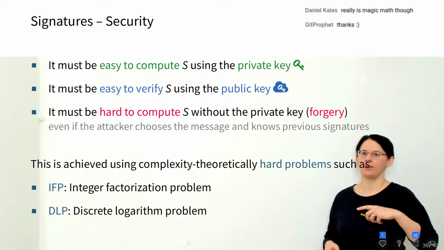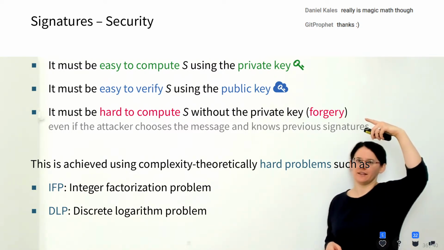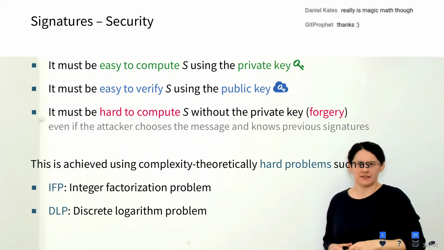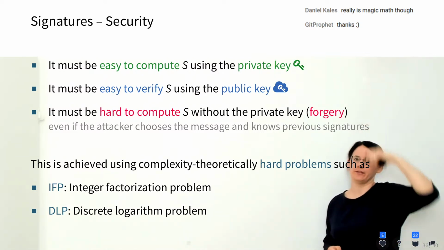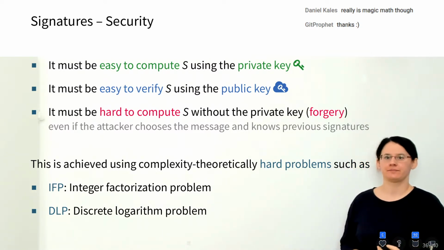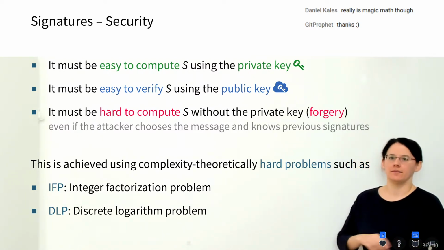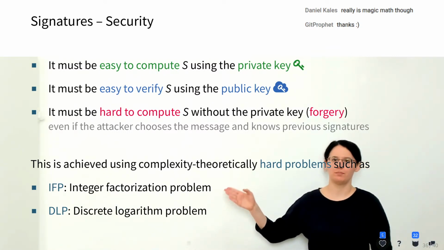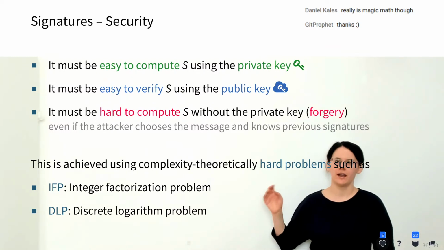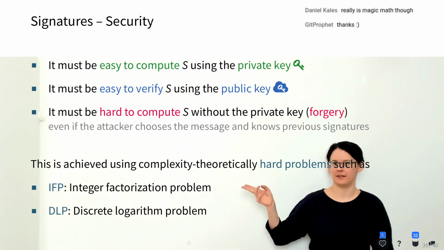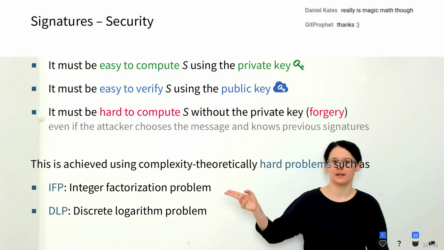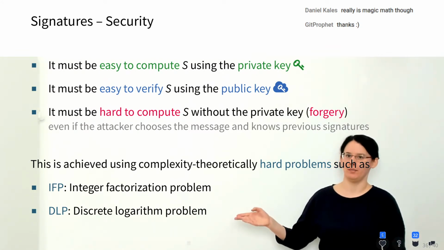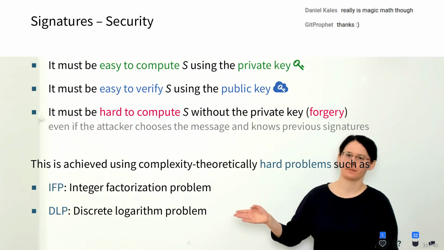Computing a correct signature without knowing the key is again called forgery, like for MACs. And on the other hand, it must always be easy to verify the correctness of the signature. And again, we can build signature schemes from both of the problems we saw so far. I want to briefly show how it works with the integer factorization problem. In the exercises, you will deal with how to do it from the Diffie-Hellman problem, so from the DLP problem.